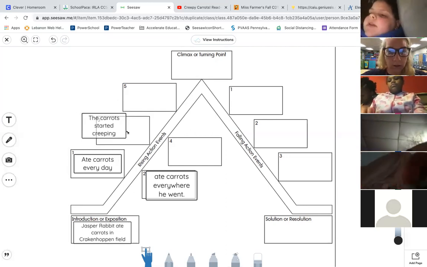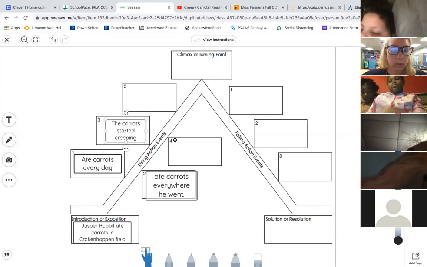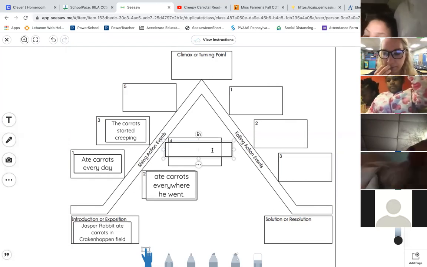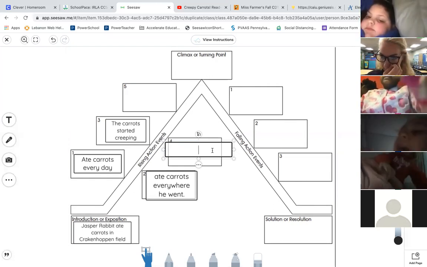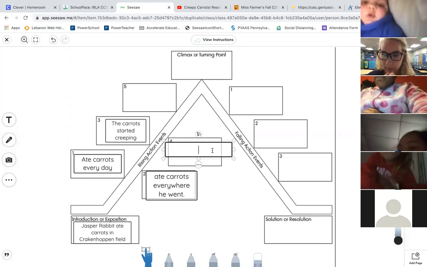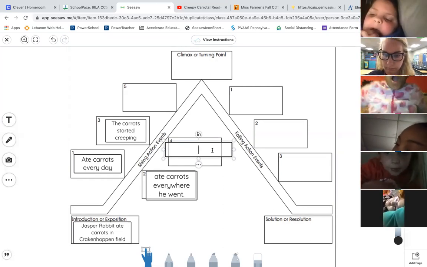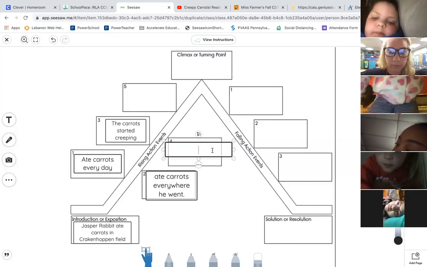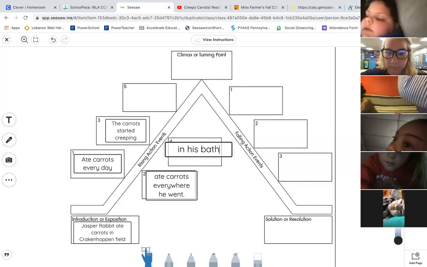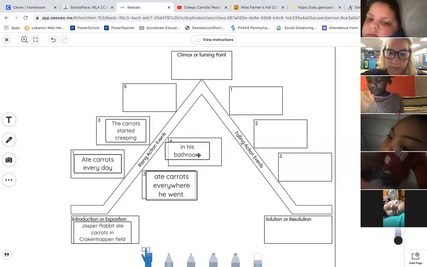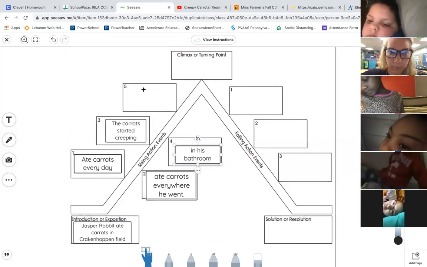So the carrots started creeping. Give me a few places they showed up. Go ahead. At his house. You know what? You're right. Bring me the tablet. In his bathroom. In his bedroom. Okay, in his bathroom, in his bedroom.